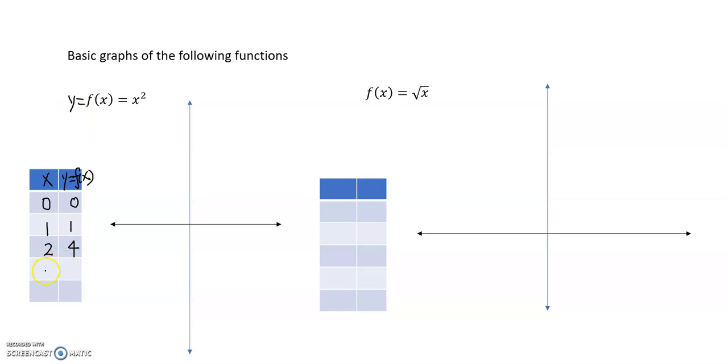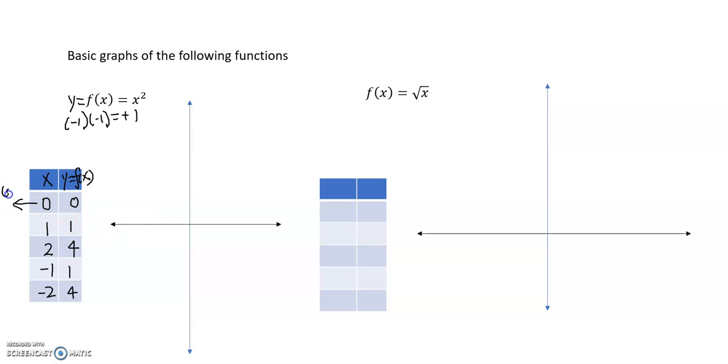Next, we can pick some negative values. For example, we can pick -1 for x. -1 squared is still going to be 1. Notice negative times negative will still be positive. Similarly, -2 squared would be positive 4. We can pick more numbers, but I think that should be enough for us to see what the graph looks like. So let's use those values.